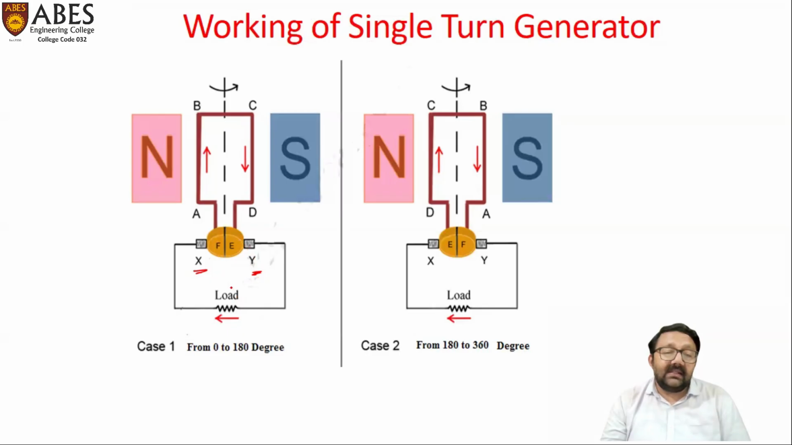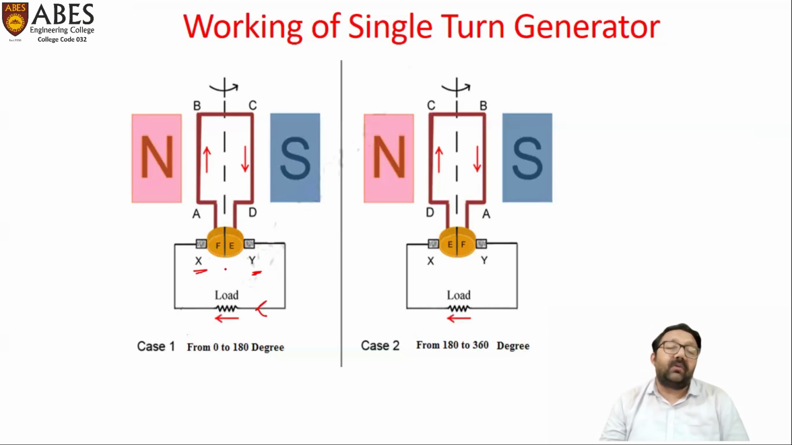Here we can clearly see that for rotation of 0 to 180 degrees, as long as conductor AB is in the influence of the north pole, it is carrying current in the upward direction, and as long as conductor CD is in the influence of the south pole, it is carrying current in the downward direction. But as far as the external circuit is concerned, the current is flowing from brush Y to brush X.